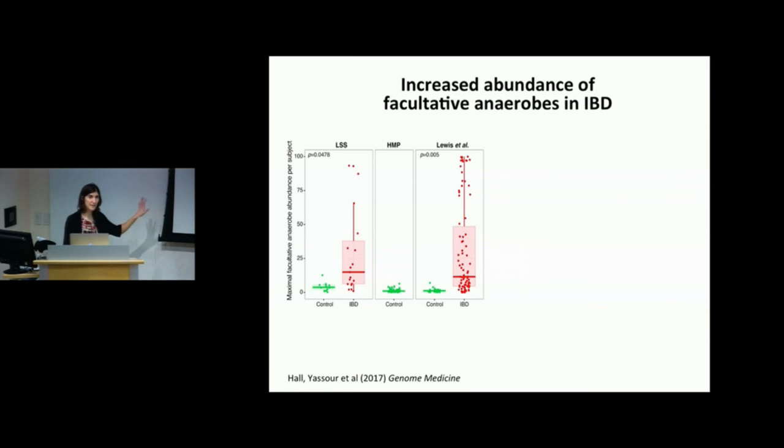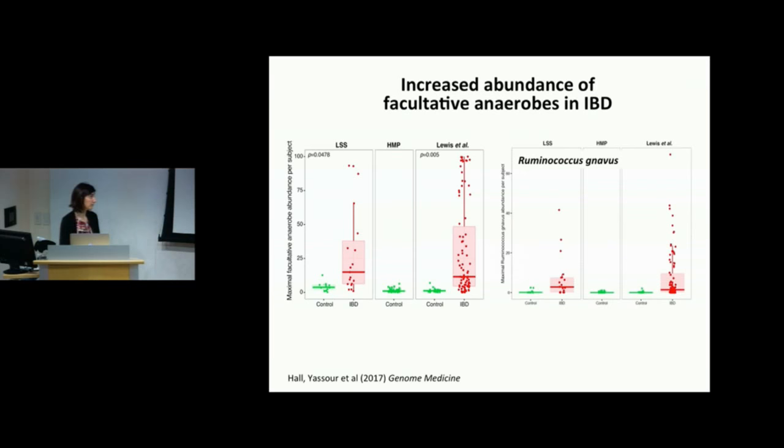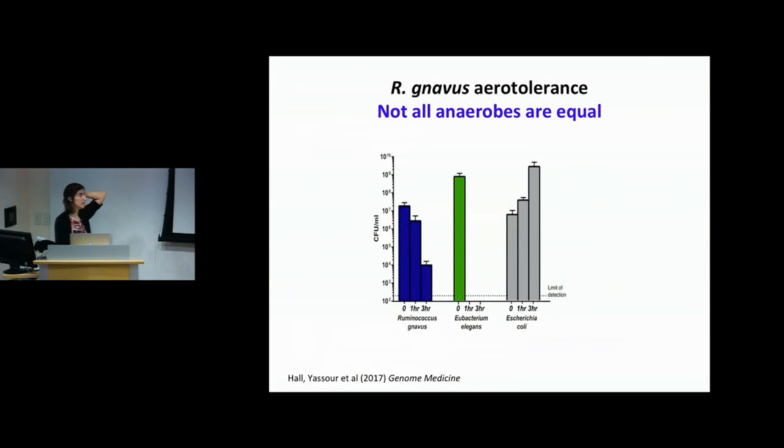From the list that I showed you previously, you may have noticed there was one organism in our increased in IBD list that was not a facultative anaerobe based on published data. That was Ruminococcus gnavus. But despite the fact that this is not a facultative anaerobe, this organism showed the same pattern of being increased in abundance in IBD. And so the question we had then is, is Ruminococcus gnavus more aerotolerant than we thought? And so Ashley Gardner in the Xavier lab did a very simple experiment where she looked at Ruminococcus gnavus, Eubacterium eligens, which is a very strict anaerobe, and E. coli, which is a facultative anaerobe.